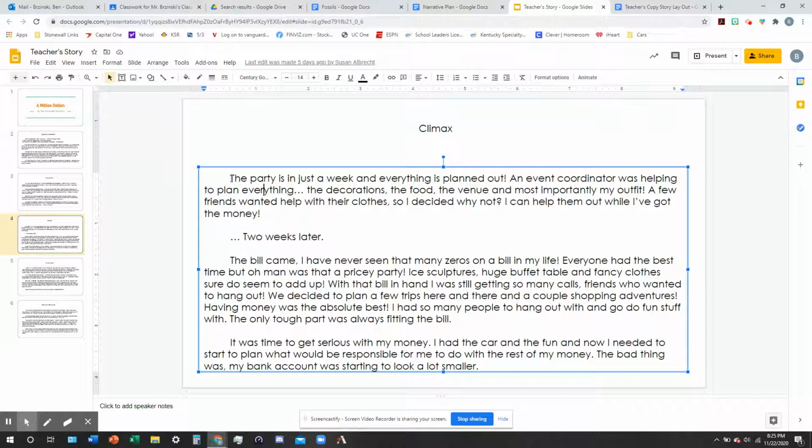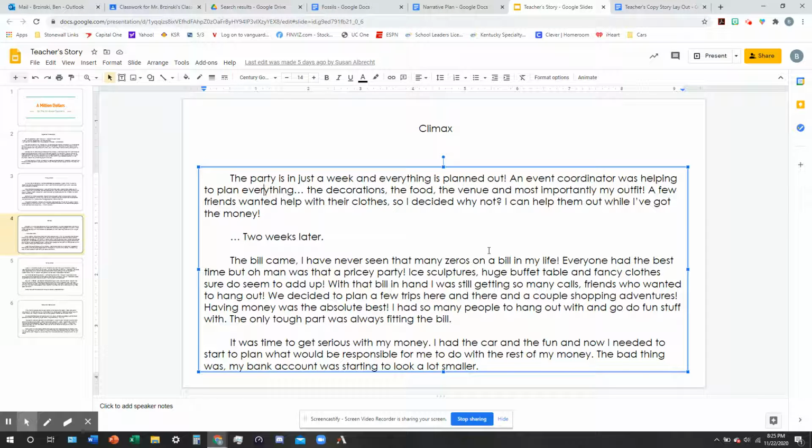So the party is in just a week and everything is planned out. An event coordinator was helping to plan everything: the decorations, the food, the venue, and most importantly, my outfit. A few friends wanted help with their clothes, so I decided, why not? I can help them out. Well, I've got the money. Two weeks later, the bill came. I have never seen that many zeros on a bill in my life. Everyone had the best time, but oh man, was that a pricey party. Ice sculptures, a huge buffet table, and fancy clothes sure do seem to add up.